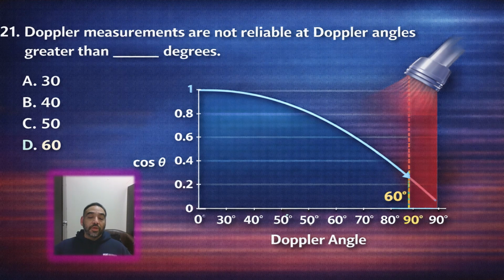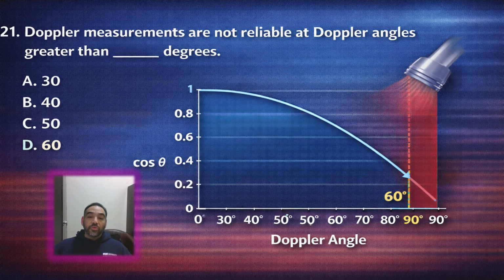Here's the key. At 60 degrees, cosine theta is equal to 0.5. At 70 degrees, cosine 70 is going to be 0.34. At 80 degrees, cosine 80 is equal to 0.17. You see how dramatically it drops?